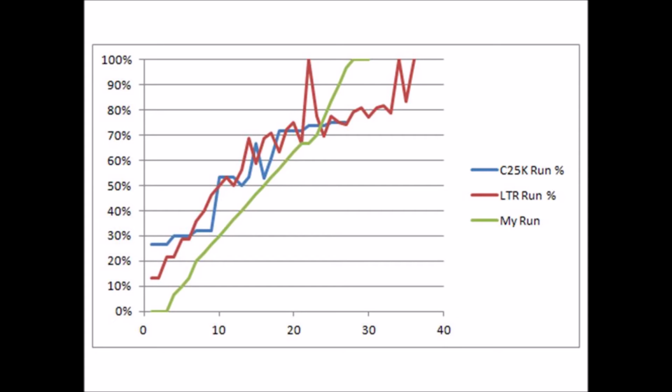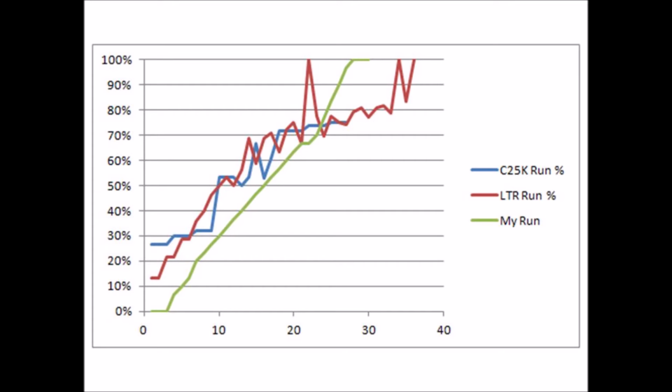For the first week, you're not running at all. It's all walking. So that's why the line is stuck down there at 0%. And then I have a very consistent, almost straight line increase in run time throughout the entire program. And as you can see, around day 20, 21, the Learn to Run has that horrible spike where all of a sudden your 30-minute run is 100% of your exercise. And that was really harsh, and that's part of the reason I started working on the My Run program.